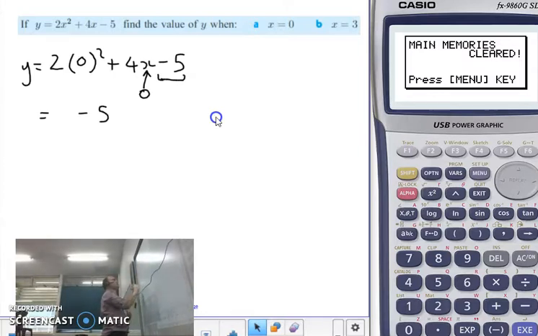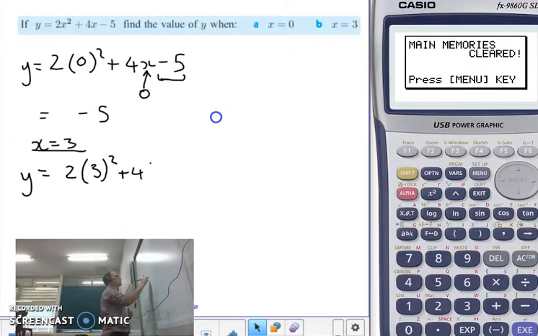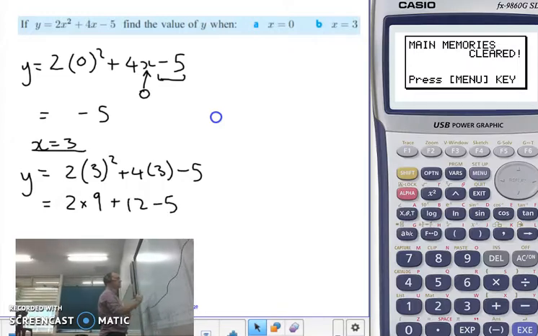For b, where I have x is equal to 3, so all I'm doing is putting in the values and solving. A good habit is to put in brackets, because if you get to substitute in a negative value, you have to remember to square that as well.